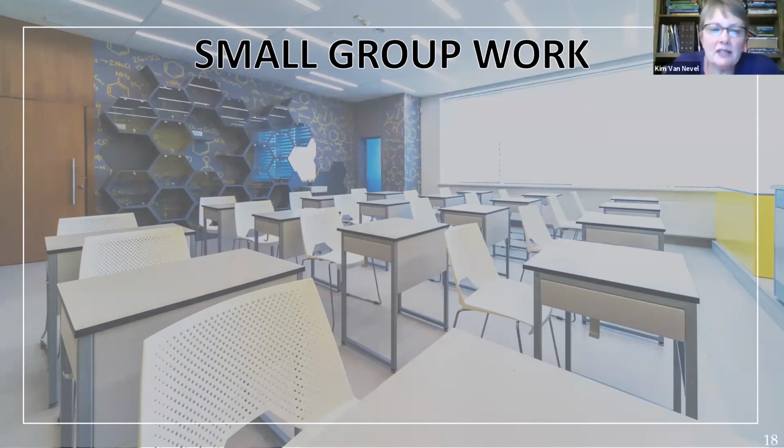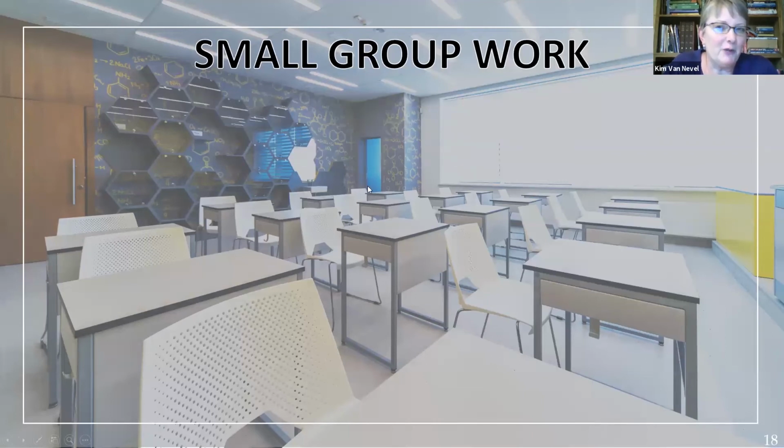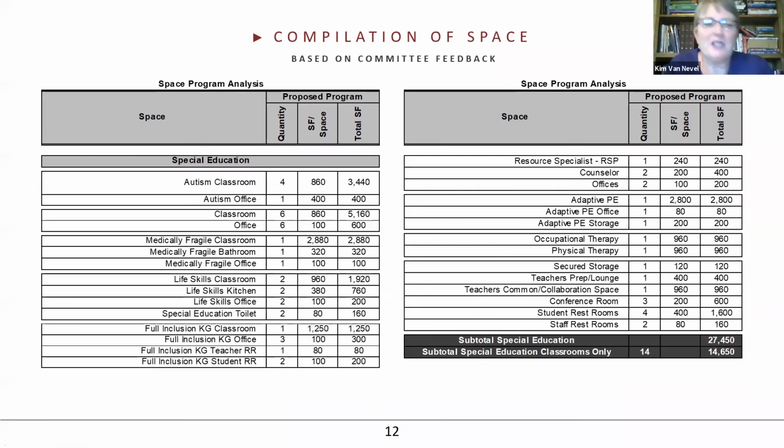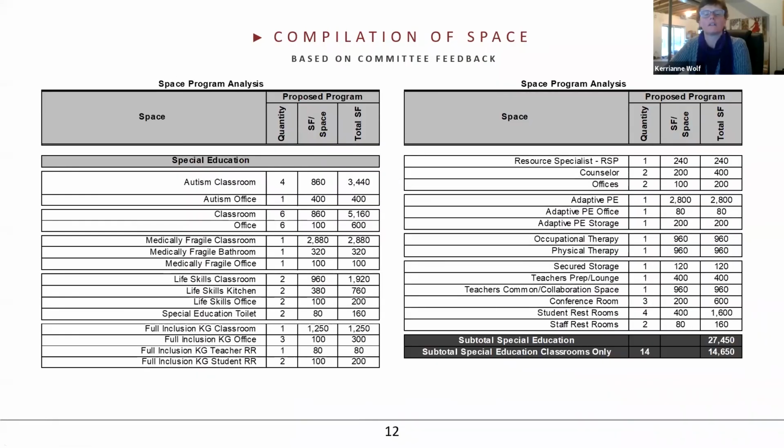So I just posted a question. Can you tell me the square footage of my inclusion room, my inclusion kindergarten room? I'm just curious, because what we have now barely works. It's really not good. It's 1,250 square feet.